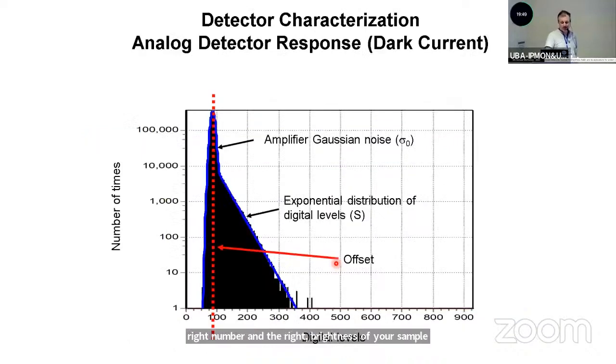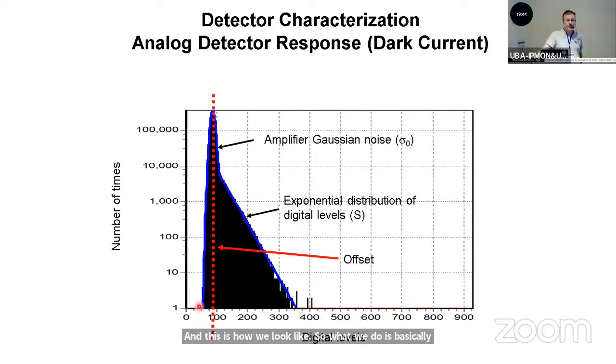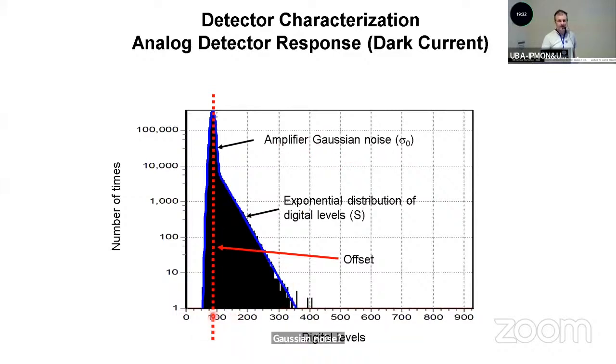And this is how it looks. What we do is we acquire the noise of our detector. And after that, there is a function that obtains from the data what the amplifier Gaussian noise is, what the distribution of digital levels is, and what the offset is. By doing this fitting to your data, you introduce these values in the formula, and the formula does the calculation, and then we have this data ready for our measurement in our experiment.